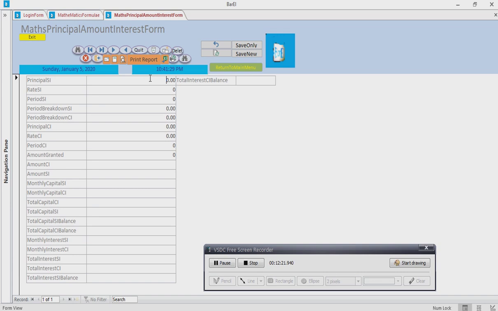If the principal is 1000 and the rate is 0.1, for simple interest, principal is 1000, rate is 1, period is 1, number of periods in 1 year, the period breakdown is 12, then monthly interest is 8.3.